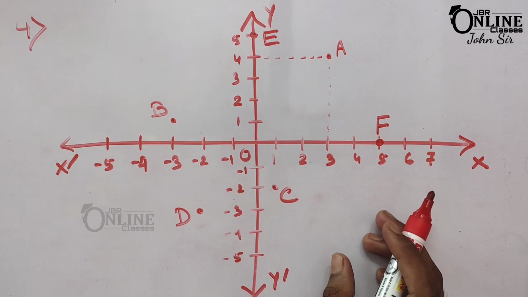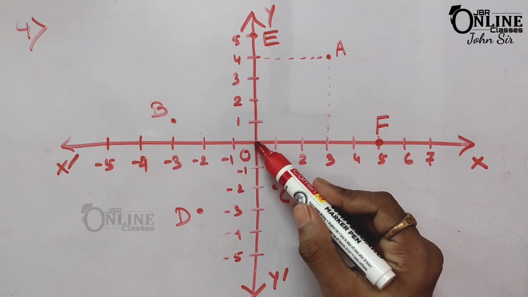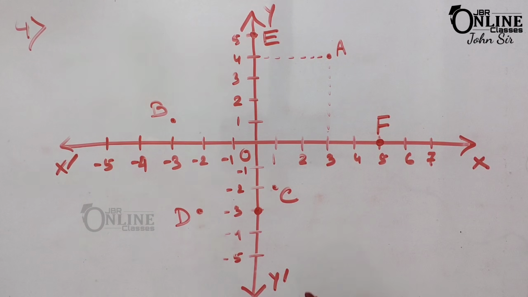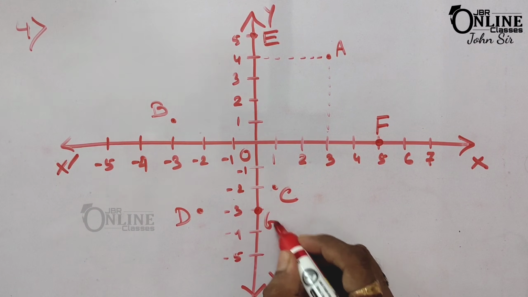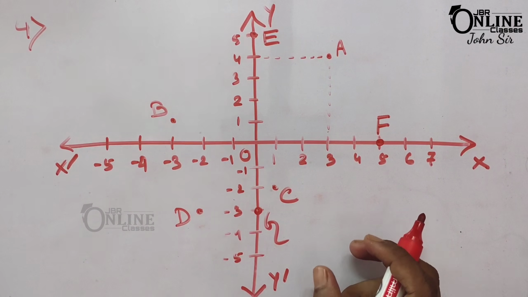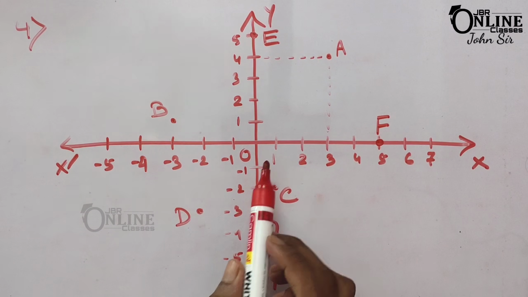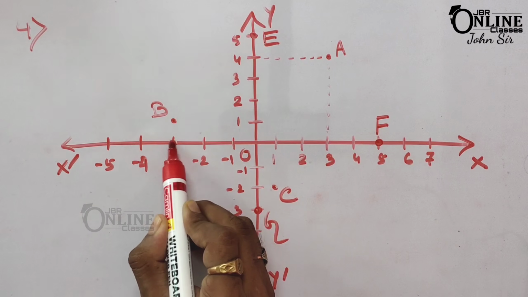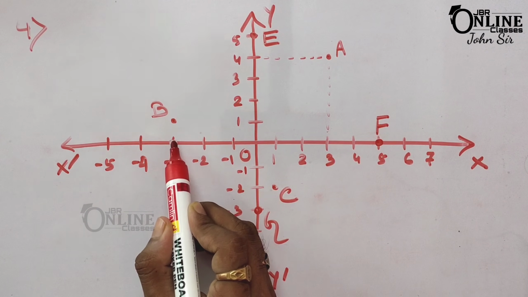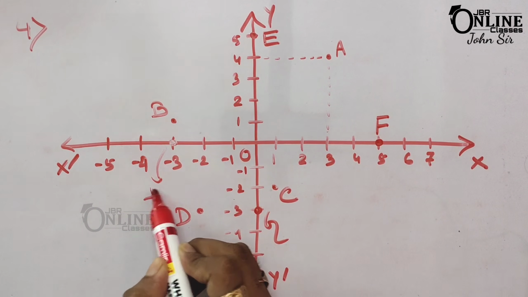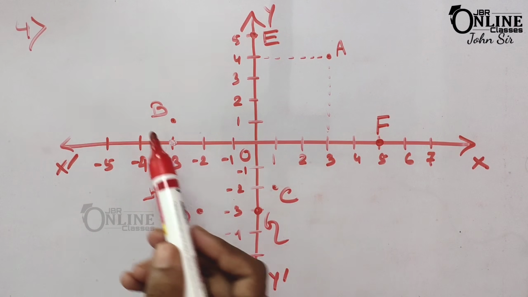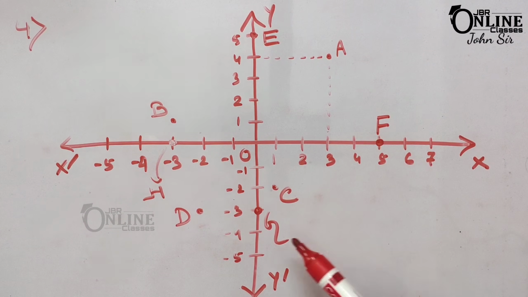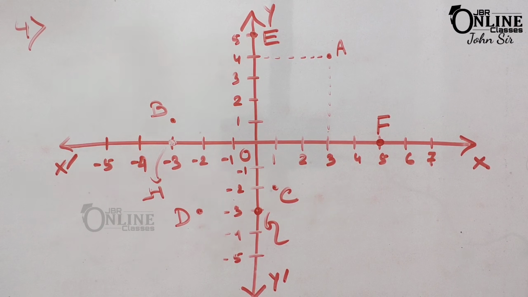Next 0, -3. So here 0 and then -3. 1, 2, 3. So here is -3. That lies on the y-axis. So that is point G, on the y-axis. And the last one, -3, 0. So 1, 2, 3. Here -3 and 0 means it lies on the x-axis. So this point is H. So here is A, here is B, C, D, E, F, G and H.